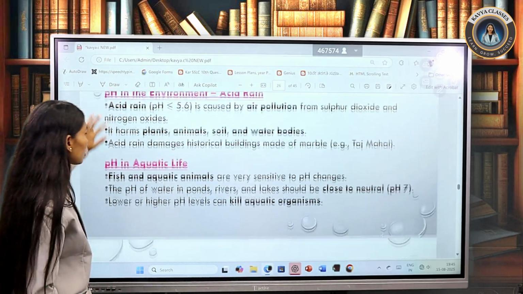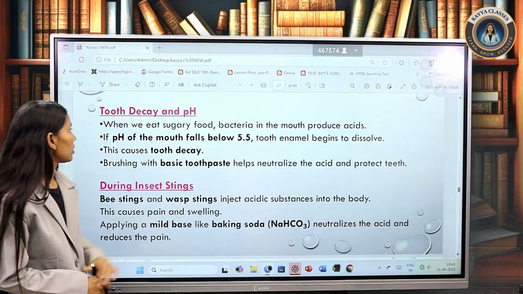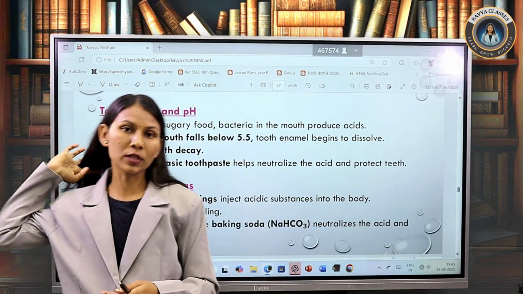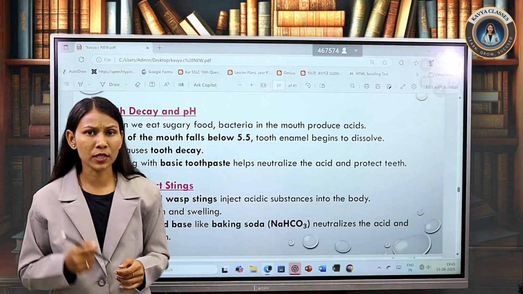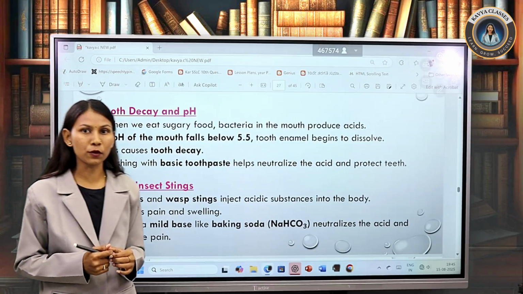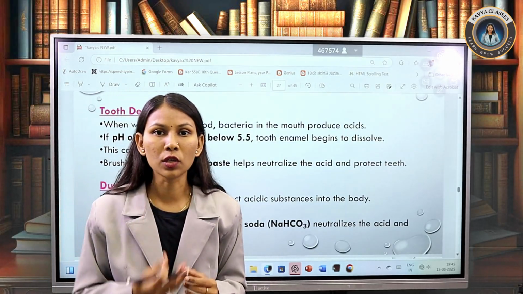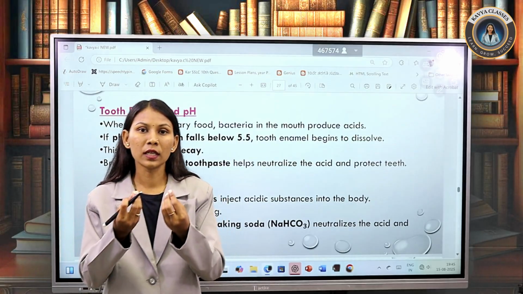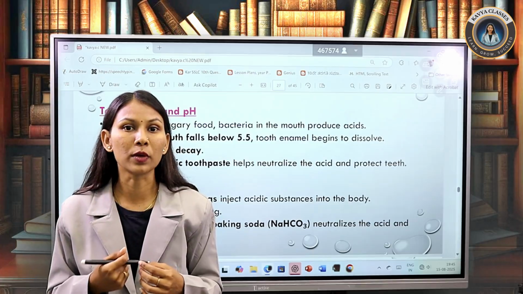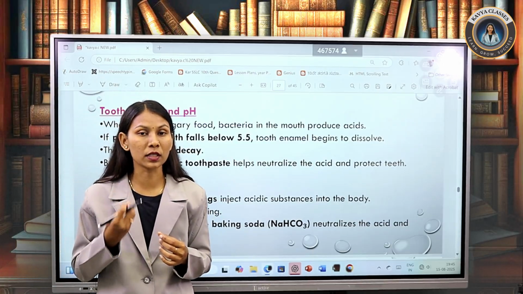Let's go to the next, children. Okay. Tooth decay and pH. Tooth decay is commonly seen in every individual. Why? Because we do not brush our teeth properly. That is a problem. So what happens when we eat sugary food? Bacteria in the mouth produce acid. So once we eat food at night, and in the morning we do not clean the teeth properly, what happens? That may cause or increase the acidic property in the teeth.